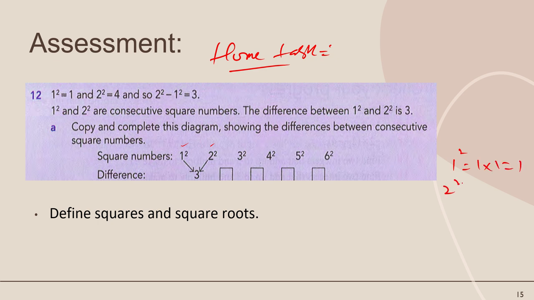The square of 2 is equal to 2 times 2, which is 4. Now the difference: what is the difference between these two numbers? 4 minus 1, we will get 3. So write 3 here. Same process for the others. So solve all the missing numbers at home and send your work to the WhatsApp group. Also, this is the second task for you: define squares and square roots.